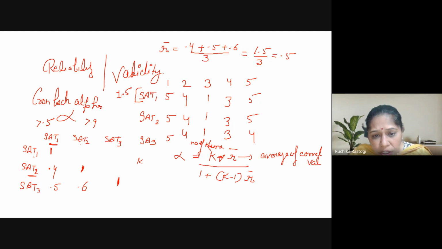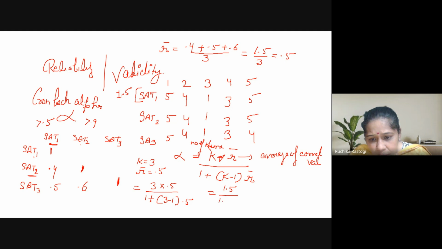Right now, we have the value of K. K means the number of questions. That means K is 3. And what is the value of R bar? 0.5. So if I substitute the values, 3 into 0.5 divided by 1 plus (3 minus 1) into 0.5. That means 1.5 divided by 1 plus 1, because 3 minus 1 is 2, 2 into 0.5 is 1.0. So it will be 1.5 divided by 2. That means the answer will be 0.75.